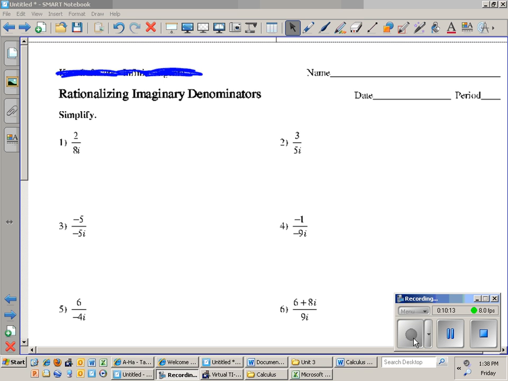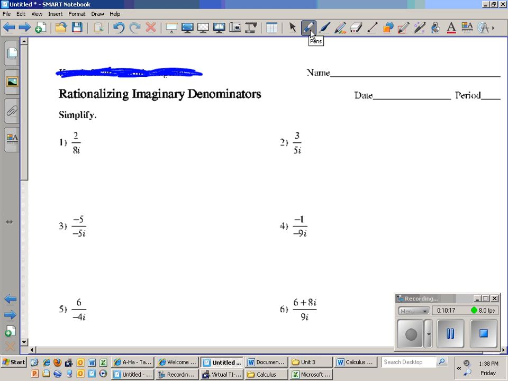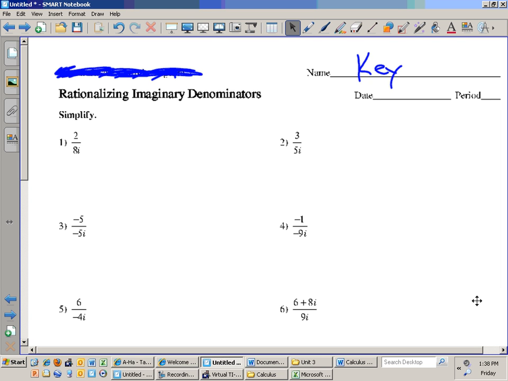You guys, let's look at this piece real quick. The second sheet talks about rationalizing imaginary denominators, and you cannot have an imaginary number in a denominator. And it's very easy to get rid of. You see you have 2 over 8I. What we can do is multiply the top and the bottom by I.